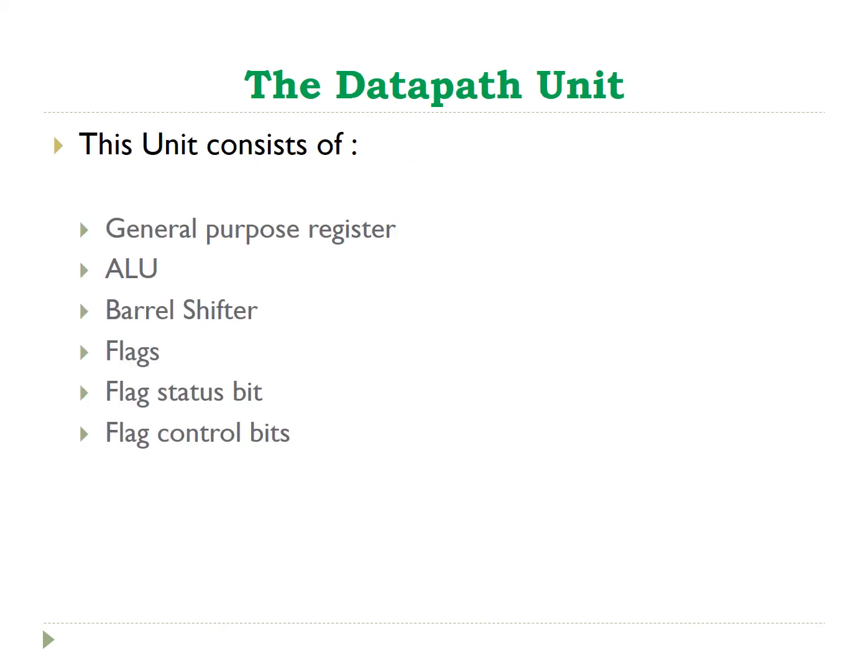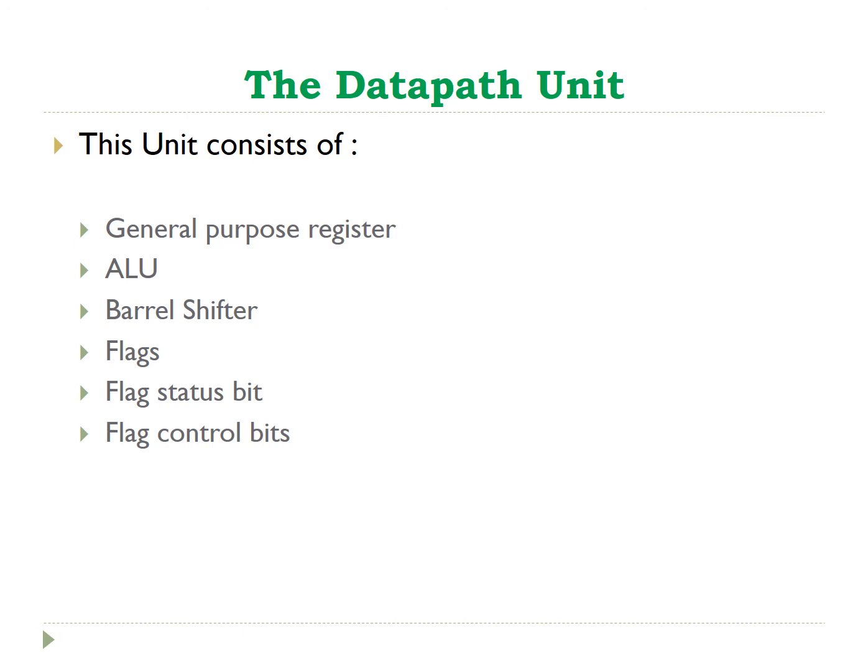The next unit is Datapath Unit. Datapath Unit consists of several subunits. They are General Purpose Register and Arithmetic Logical Unit. This unit handles all integer and bit oriented math functions. Barrel Shifter. This is used by the ALU to perform math functions.